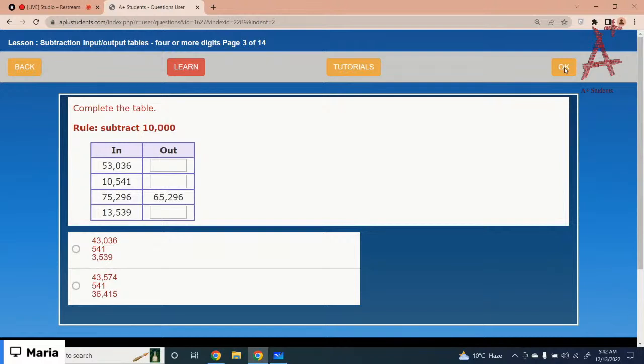53,036. You have to just subtract the 10,000 digit. So 5 subtract 3 is 1. So it would be 43,036. Got it?